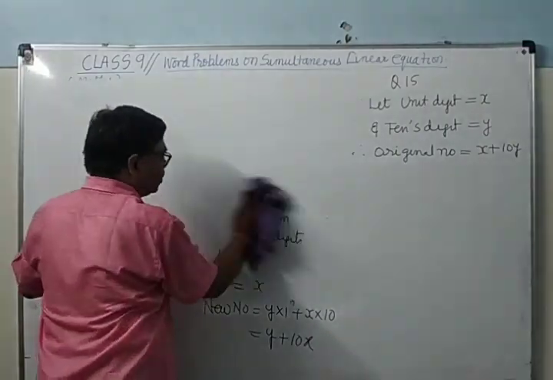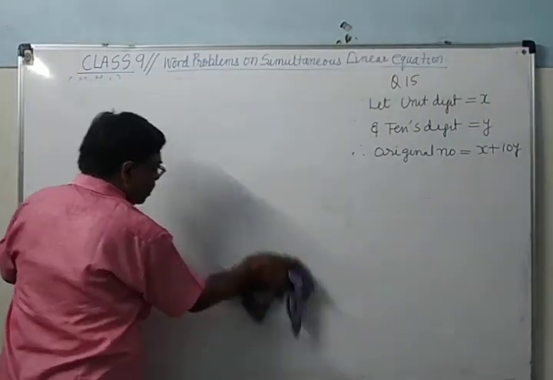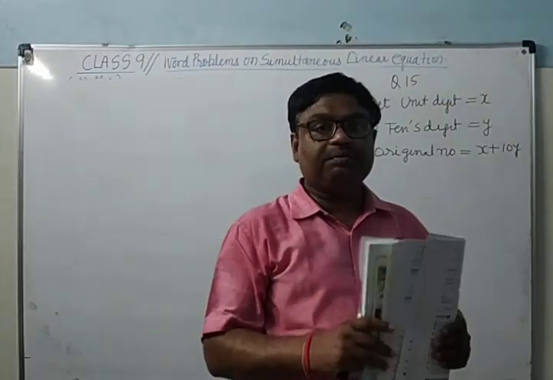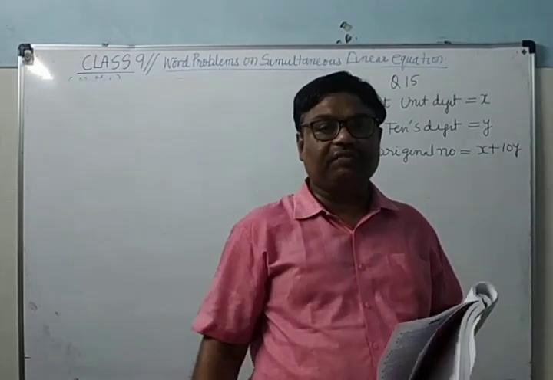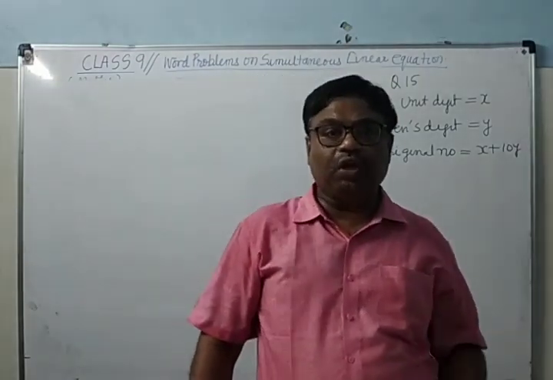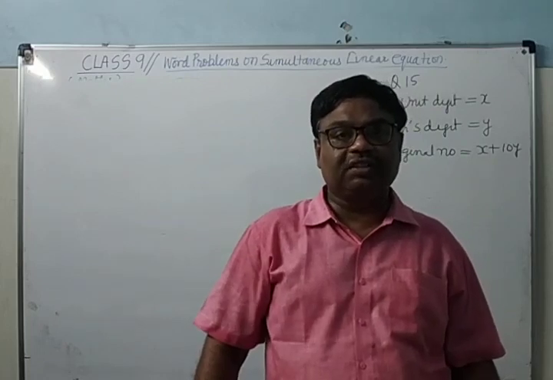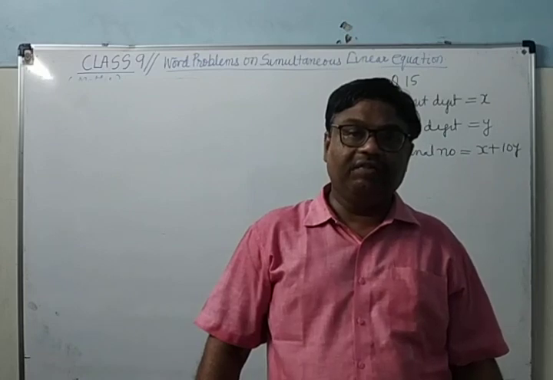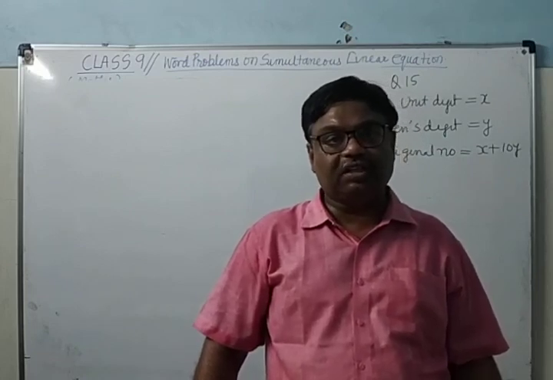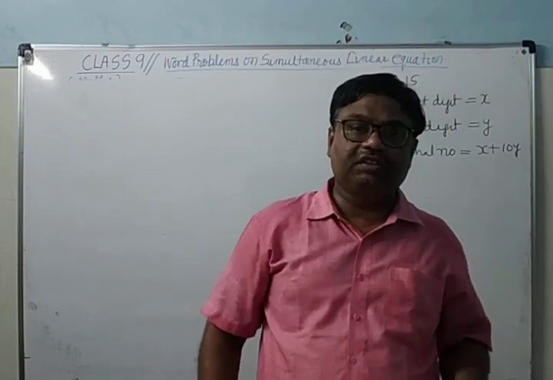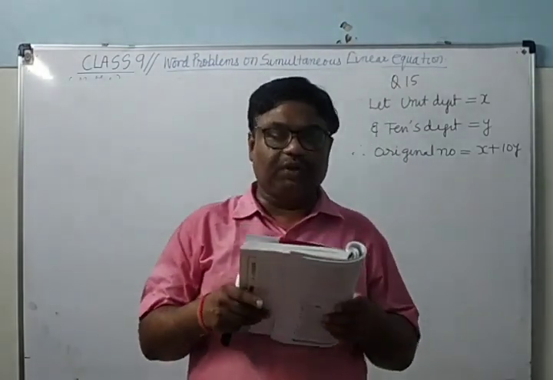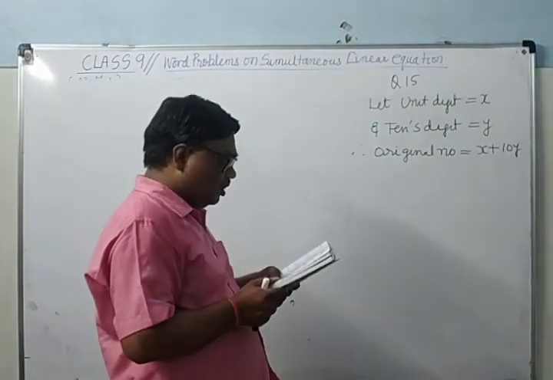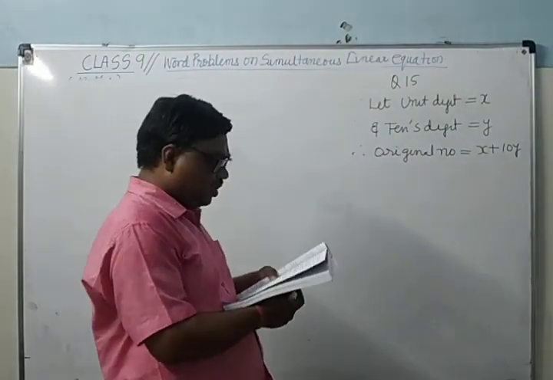Now in the question it is said that if the 2-digit number is divided by the sum of the digits. Digits means 0, 1, 2, 3, 4, 5, 6, 7, 8, 9. 0 to 9, these are digits as well as numbers. Rest all are numbers. 10 is not a digit, 10 is a number. 11 is not a digit, 11 is a number. It's clear? But 0, 1, 2, 3, 4, 5, 6, 7, 8, 9, these are the digits as well as the numbers.